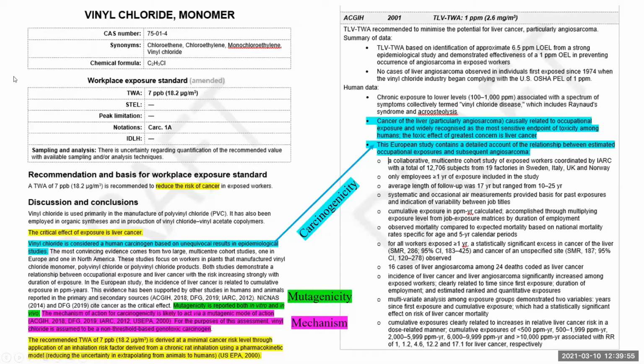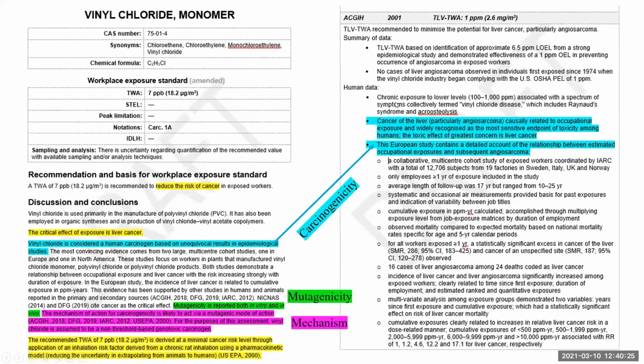Here's the evaluation cover. On this left-hand side here is the cover page. The critical effect is liver cancer, as we mentioned before. Vinyl chloride is considered a human carcinogen based on unequivocal results in epidemiological studies. So those are the three criteria for determining a non-threshold based genotoxic carcinogen: mutagenicity, carcinogenicity, and a mechanism.